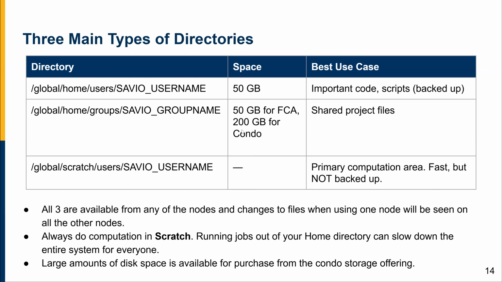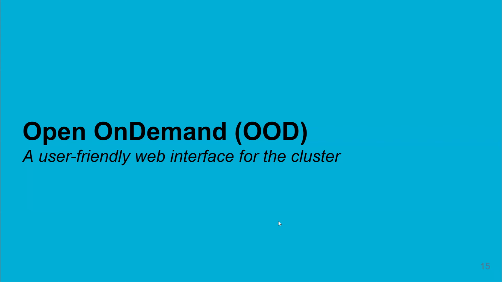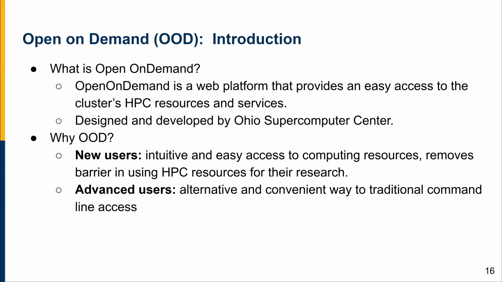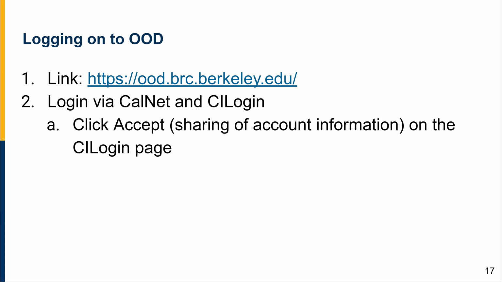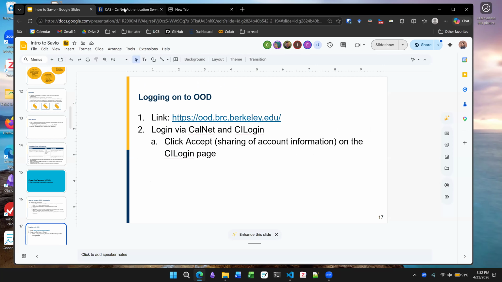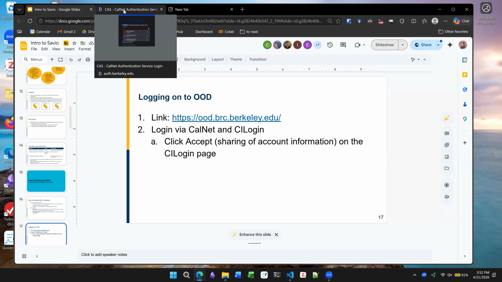Other questions? Moving on to Open On Demand. Open On Demand is a web platform that provides easy access to the cluster's resources and services. It's an easy way to manage your files and code, and it's a bit more of an accessible way to access Savio. I'll be doing a live demonstration of the slides, or basically going through what the slides show next.